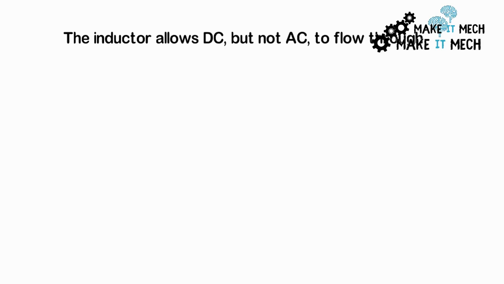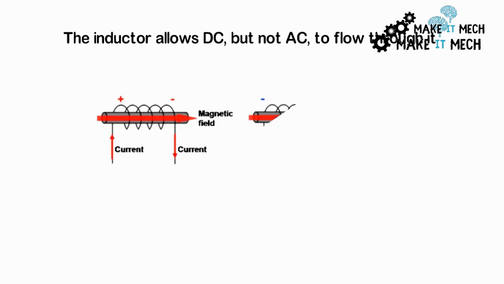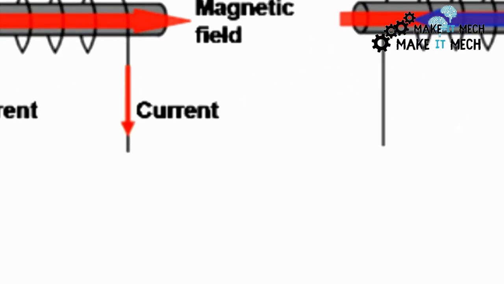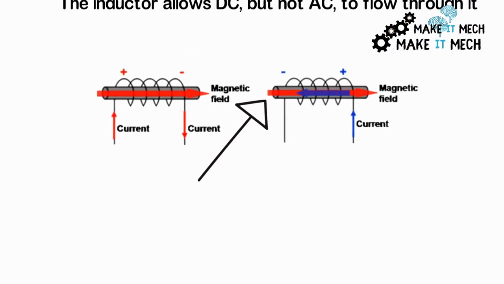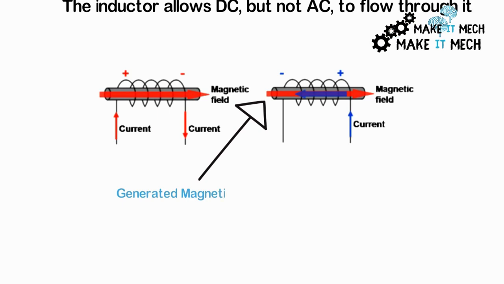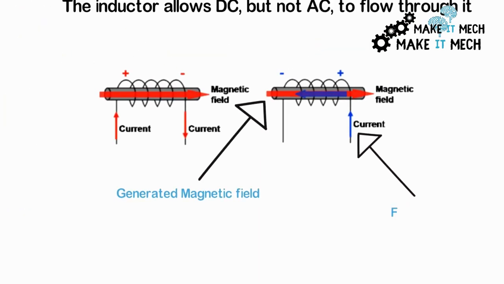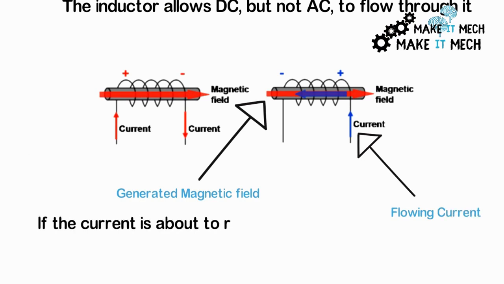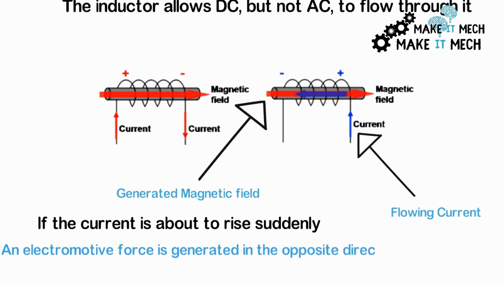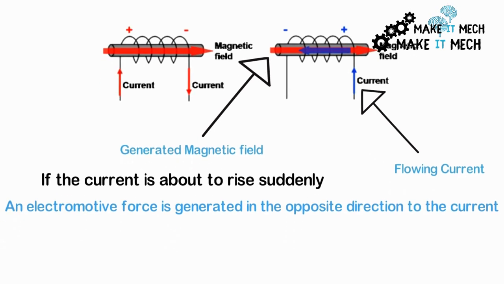How does an inductor allow DC but not AC to flow through it? Here is the magnetic field generated in one direction, and in the opposite direction we have a flowing current. If the current is about to rise suddenly, an electromotive force is generated in the opposite direction to the current. It prevents any increase in the current.